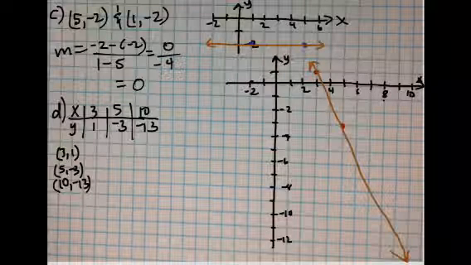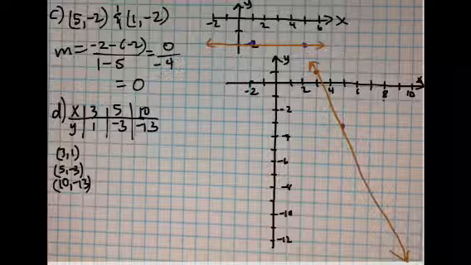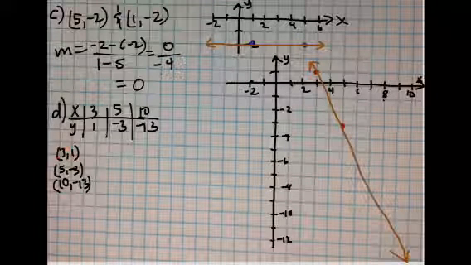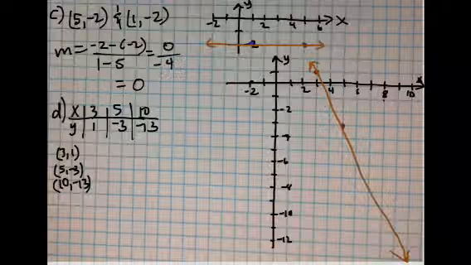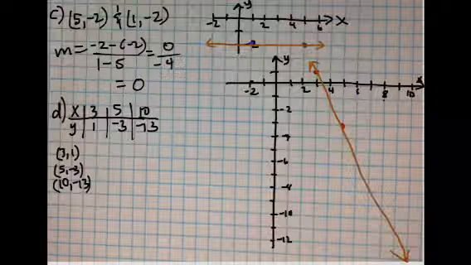Okay, so for letter D, the points were given in a table, so you can leave them like that, or you could change them to ordered pairs. Okay, whatever you feel most comfortable with. I plotted the points, and you could see that the slope is going to be a negative slope because the line is going down from left to right.